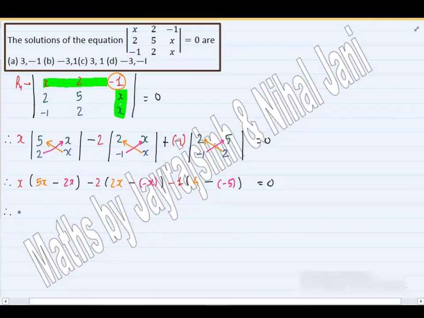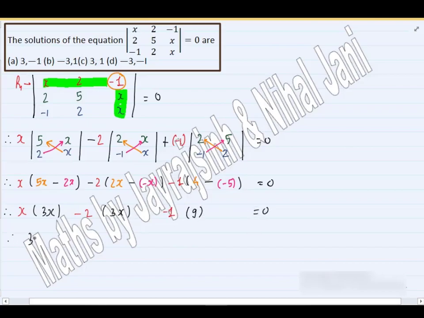Now we just have to simplify. Our x will be as it is. 5x minus 2x will give us 3x. Then minus 2 will be as it is. 2x plus x will give us again 3x. And finally minus 1 will be as it is, and here we'll get 9, is equal to 0.